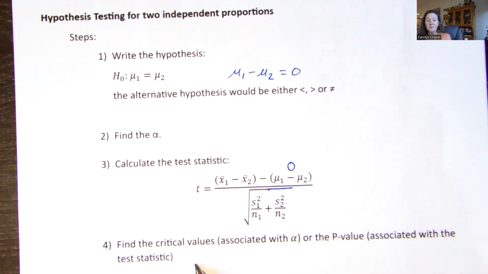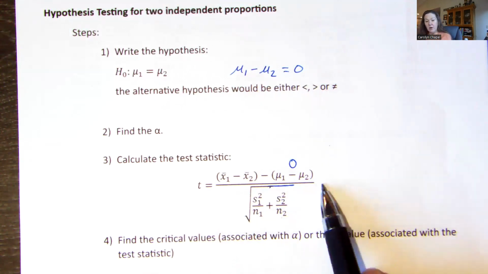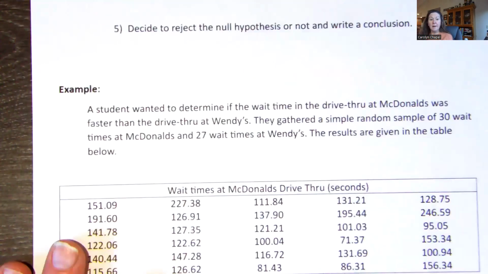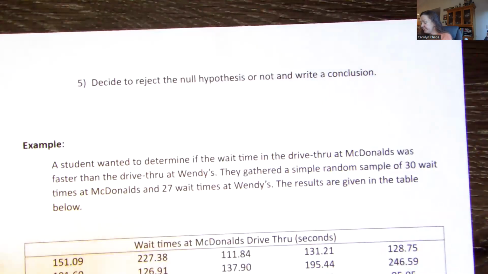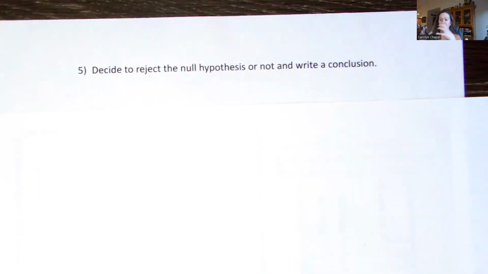Step 4, as we've seen in the past, we find the critical values which are associated with the alpha. We usually got those off a table. We will be using StatCrunch, or we get the p-value that goes along with this. Okay, and once we have those, we can decide to reject or not reject, and then write our conclusion. Depending on where our test statistic fell within our critical values: was it in that critical region, or that rejection region as I like to call it? Or we compare our p-value to our alpha value and we write our conclusion.